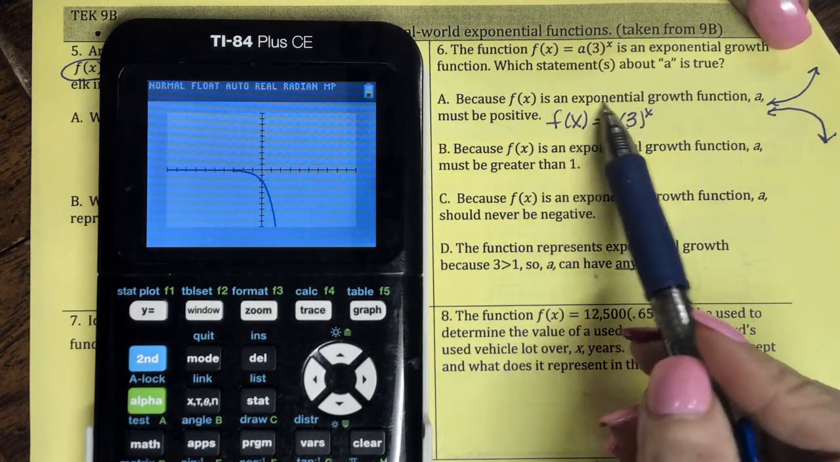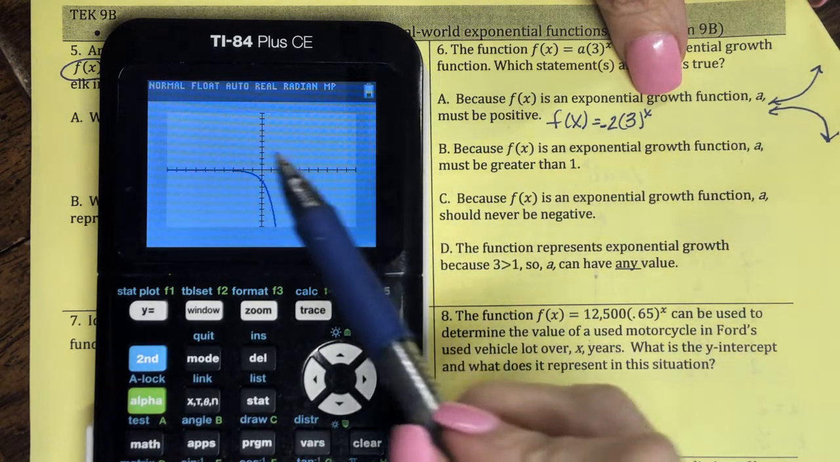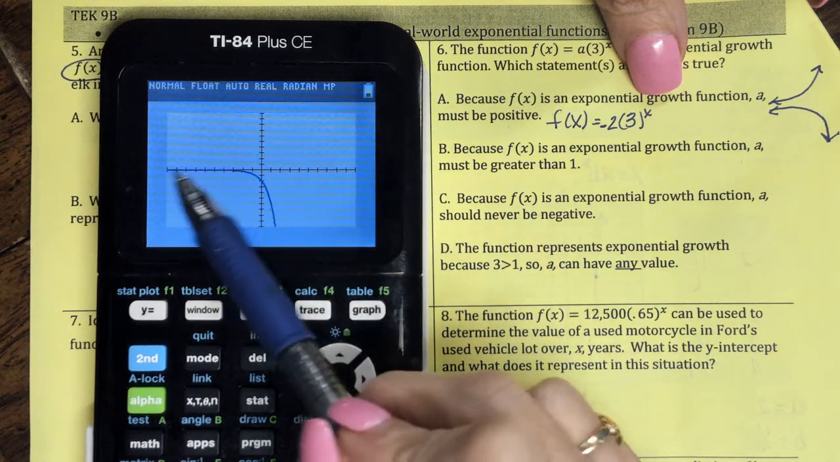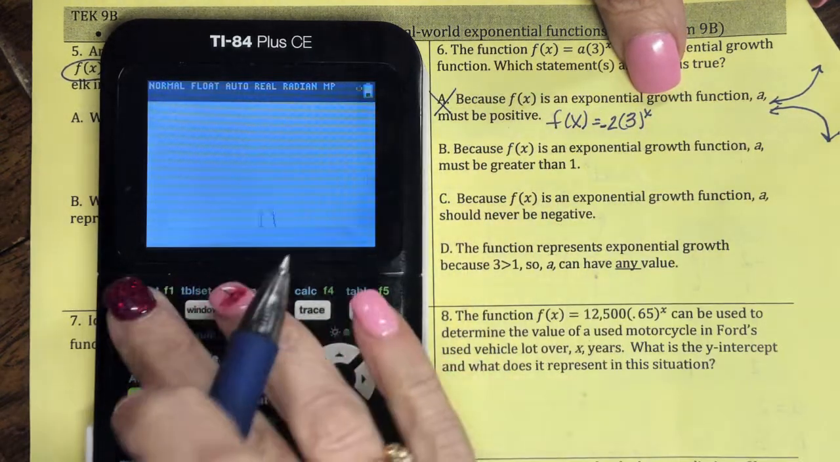Because f of x is exponential growth, a has to be positive. Well, if a is positive, it would grow in a positive fashion. But if a is negative, it's still a growth. So this one's wrong. That's not true. So let's go to the next one.